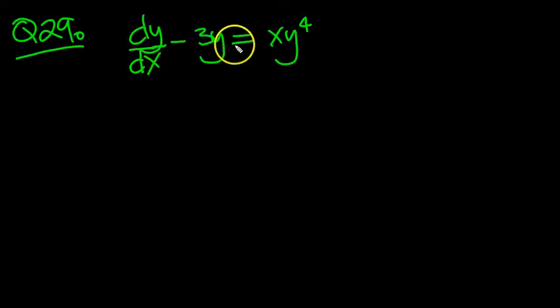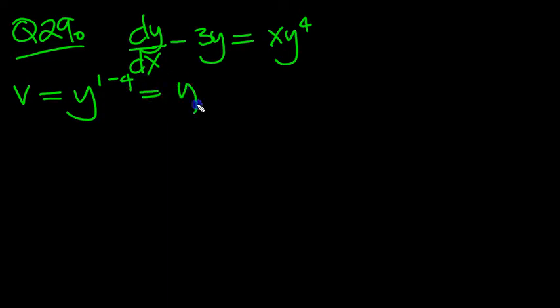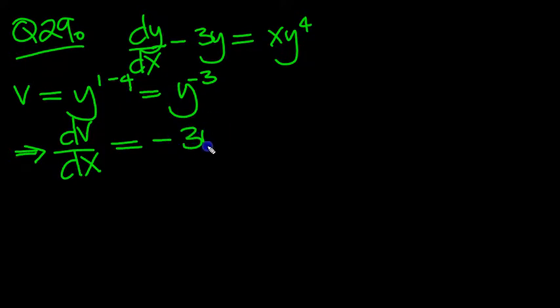dy/dx minus 3y equals xy to the 4. Let's work out the substitution we need then. Everything's in the correct order. The value of n here is 4, so it's 1 minus 4, which is y cubed, y to the minus 3. So let's get dv/dx now. Differentiating gives dv/dx equals minus 3y to the minus 4 times dy/dx.